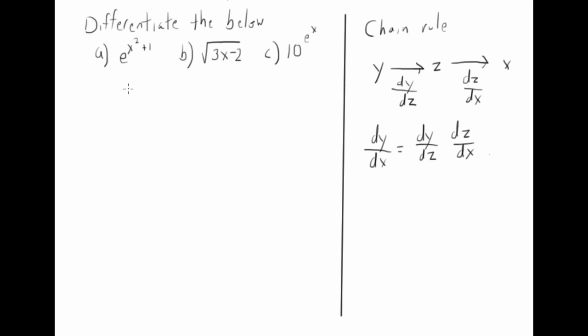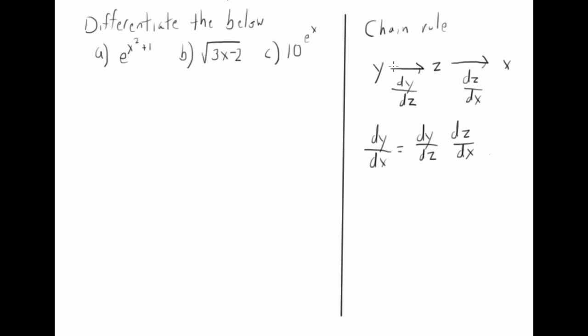In this video, we're going to be differentiating according to the chain rule. In the chain rule, you're always going to have something that can be written as a composite function. So notice that I don't have e to the x, I've got e to the x squared plus 1. And I don't have the square root of x, I have the square root of something more complicated. So we're always going to have a chain.